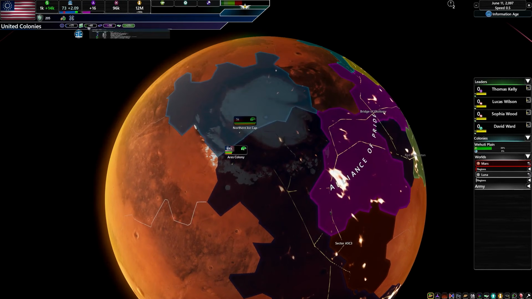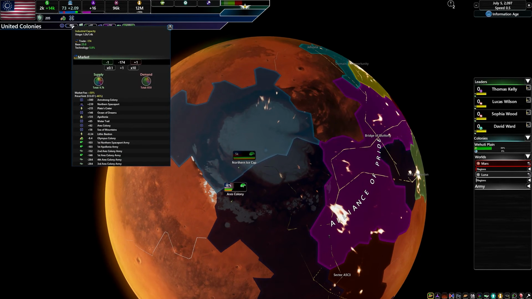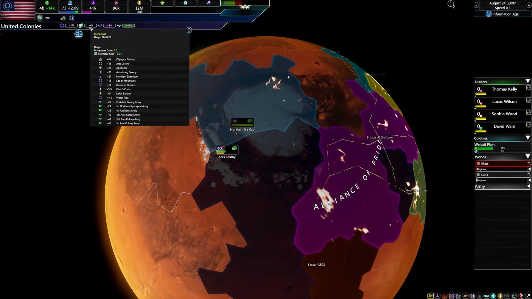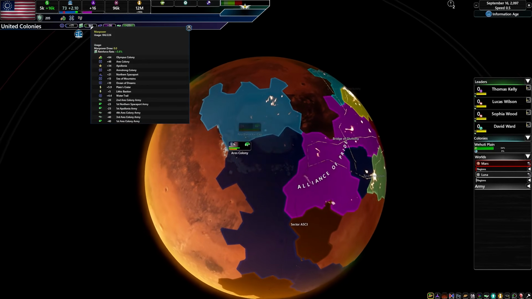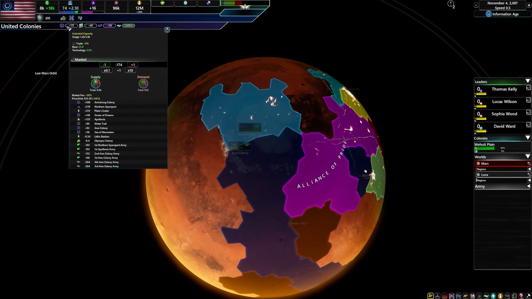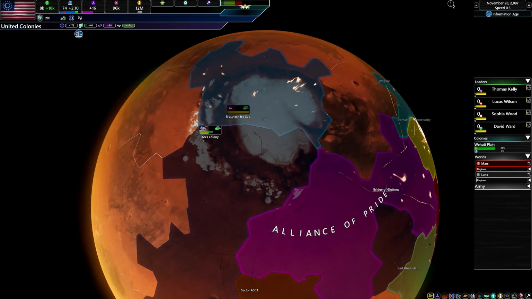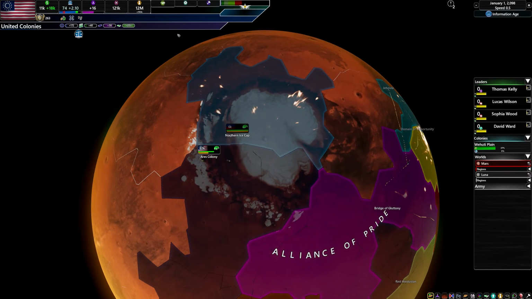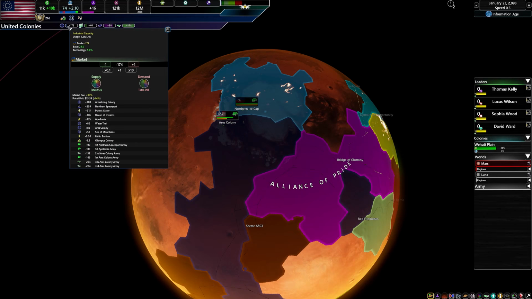Now, you see my military, and this is actually very important. Your military is one of the biggest consumers of these capacities right here. And you have to be very careful that they don't go into the negatives. Industrial capacity especially, because that one's very easy, very useful, and very easy to use. So instead of making your industrial capacity go negative, you always want to have a little bit of a surplus.